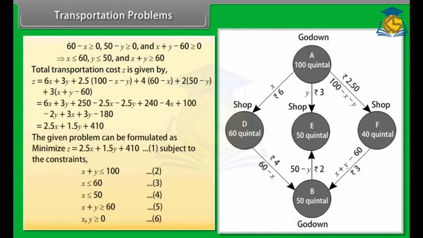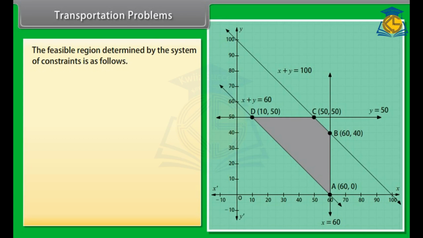The given problem can be formulated as: minimize Z = 2.5x + 1.5y + 410. Mark it as equation 1. Subject to the constraints. The feasible region determined by the system of constraints is as follows.